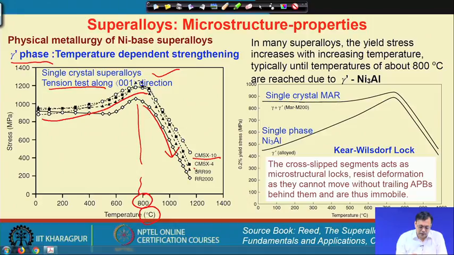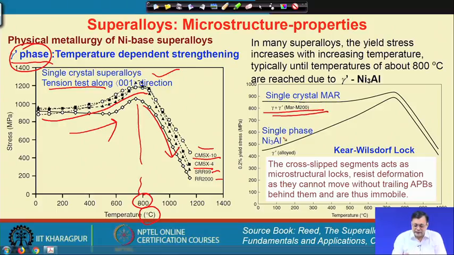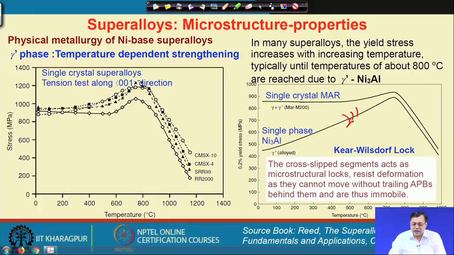There are several examples like the CMX series, which is a single crystal superalloy, and single crystal is basically a processing method. So people try to understand where this strength increase is coming from, whether from the matrix or from the gamma prime phase. To look at this, they have taken a single crystal alloy and single phase nickel 3 aluminum. You can see the increment of the strength is higher in case of single phase nickel 3 aluminum gamma prime phase. So gamma prime phase is responsible for such strengthening at higher temperature.